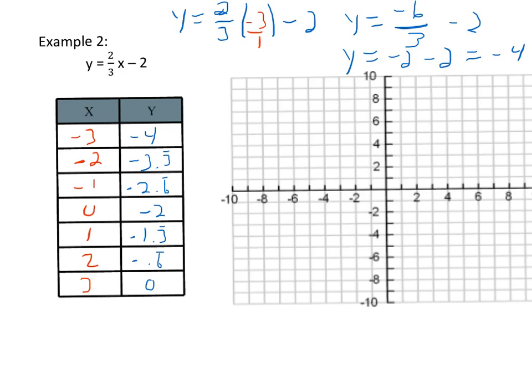If we plot those points, -3 gives us -4 right there. -2 gives us -3 1/3, so we'll be approximate. -1 gives us -2 2/3. 0 gives us -2. And so on. So our line will be about like that. If I go ahead and finish that, and that is our line through those points.